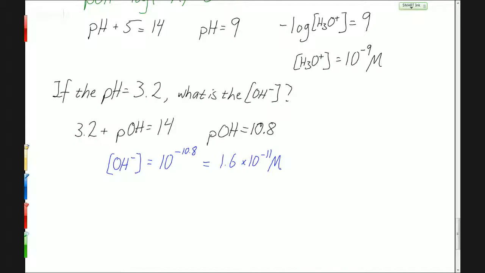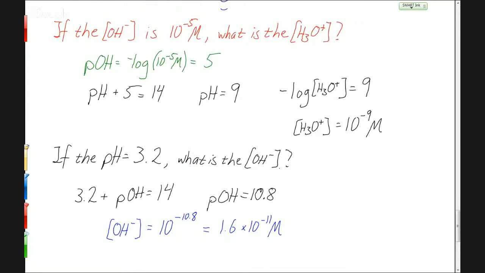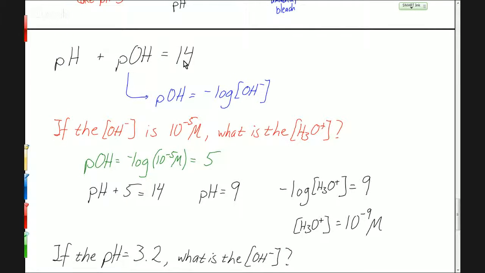All right, so we can find the hydroxide or hydronium ion concentrations depending on which one we have. We can find the other one using this idea that they have to add up to 14.